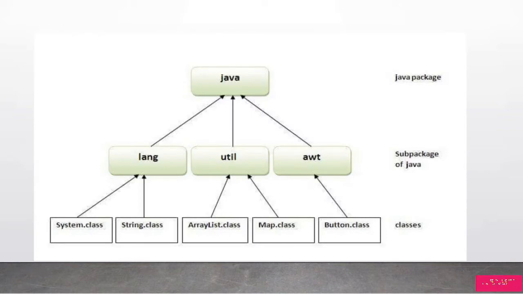You can see that java is the main package, and under that you can have lang, util, awt. The lang package contains the System class and String class, util contains ArrayList and Map, and the abstract window toolkit contains Button. So awt stands for abstract window toolkit. Java is the main package, lang, util, awt are the subpackages, and in the subpackages we have pre-compiled classes.